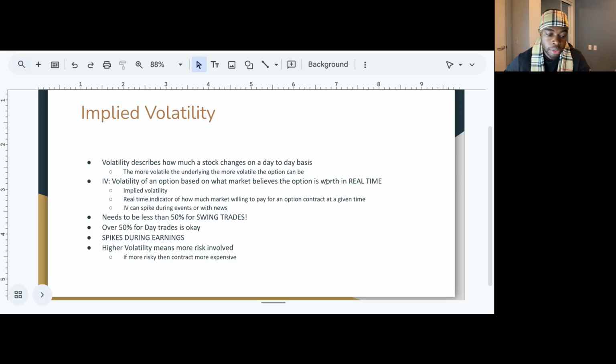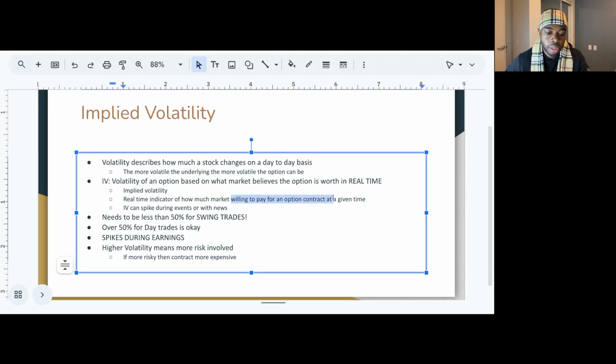So for instance, when there's earnings, you'll typically get a huge spike in volatility because people believe that the contracts are worth more and are willing to pay more money for that contract, because there's an event that can cause huge fluctuations in prices. Therefore, people are willing to pay to play. Okay, so implied volatility, it's a real-time indicator of how much the market is willing to pay. Like I said, how much they're willing to pay for an option contract at a given time. So IV can spike during events or with news.